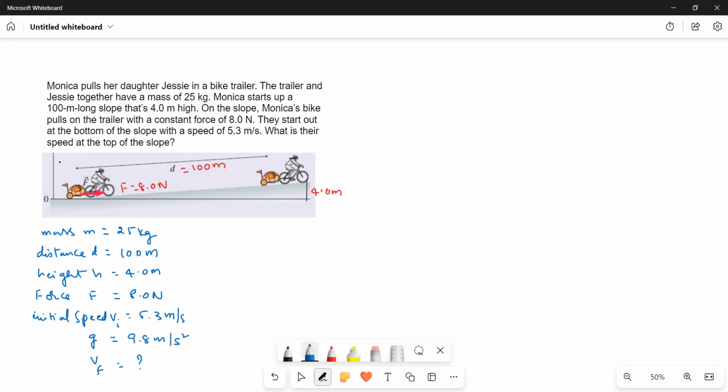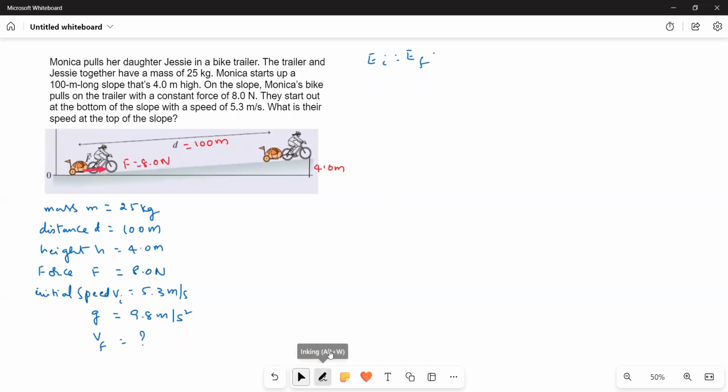Now, according to the law of conservation of energy, for an isolated system, the total energy of the system remains constant. Here, one more thing we have to consider: Monica is doing the work. Monica is also within the system. So the work done by Monica plus the initial energy must be equal to the final energy. Initially, the system has only kinetic energy. So I will write Ei is equal to Ef.